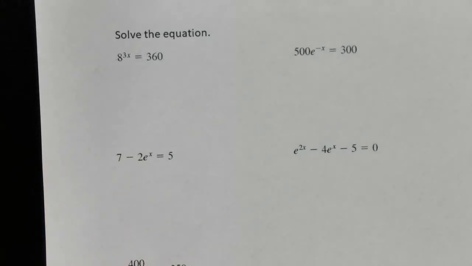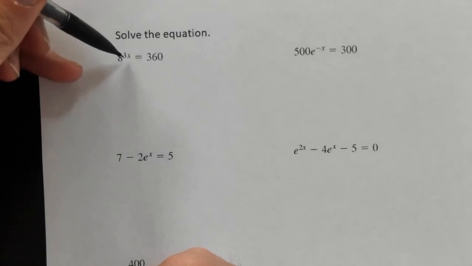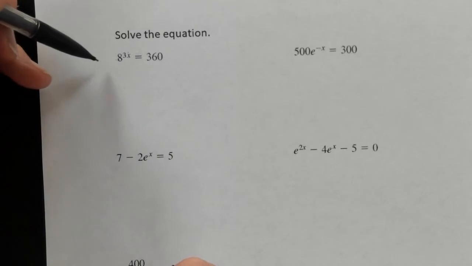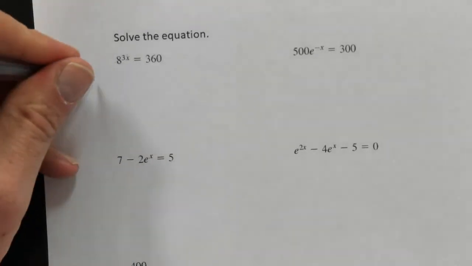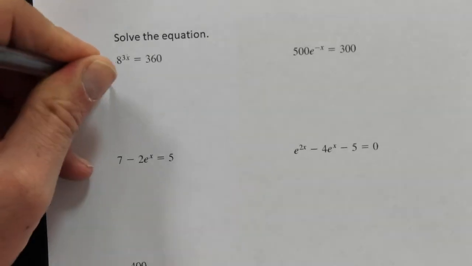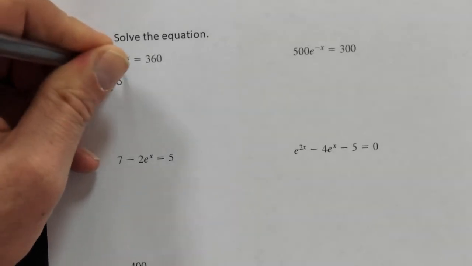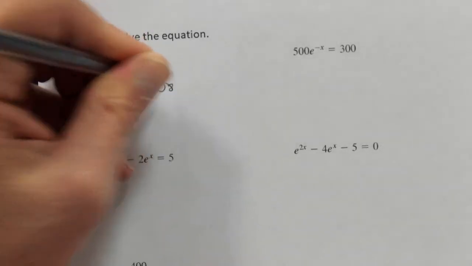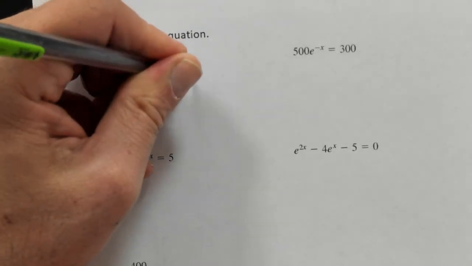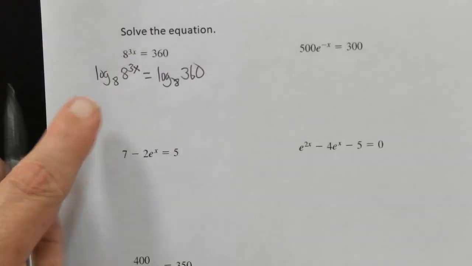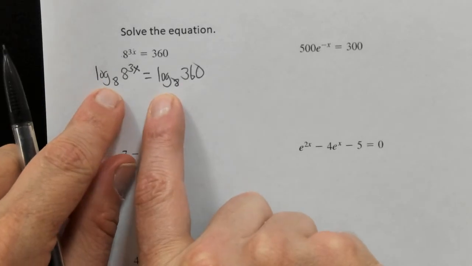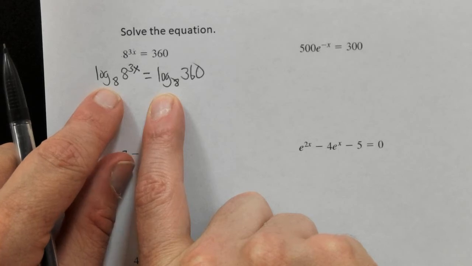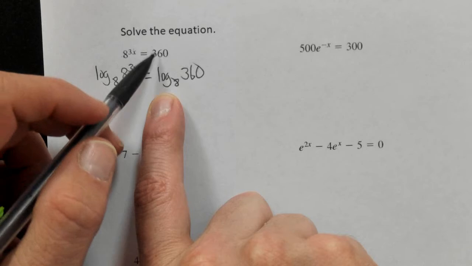Well, what can we do? Well, remember what we said? If the x is in the exponent, what can we do to get the x out of the exponent? We can do log to both sides. So here's what I need to do, my first step. I'm going to go log base 8 of 8 to the 3x power equals log base 8 of 360. All right, I just took log base 8 of both sides. Now remember, log base 8, you can think of that as a function, kind of like square root is a function. So this is similar to taking the square root of both sides.